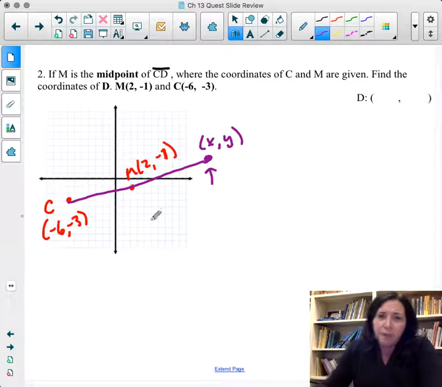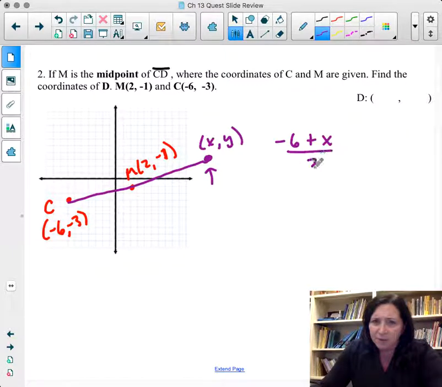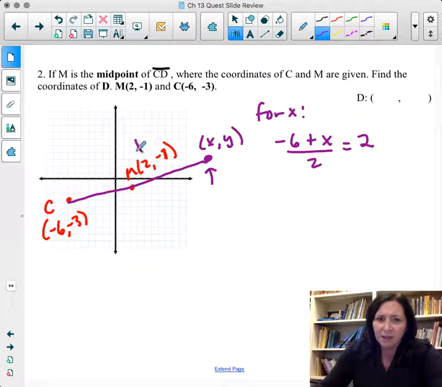Now, of course, if you do graph this, you can count up and over. But if you don't, there's also another way of doing that, and that is to use the midpoint formula. The midpoint formula says you add your x's, you divide by 2, you get the midpoint. So for example, if I want to find my x, I'm going to go -6 plus x divided by 2, and that's going to equal my midpoint for x, which is 2. See, that's my x right there.